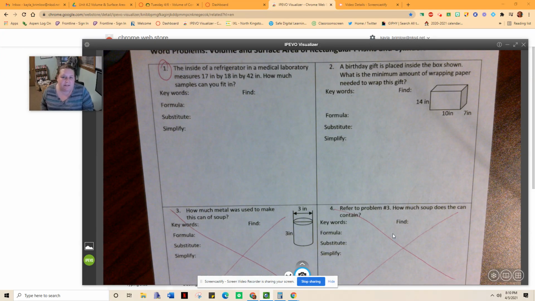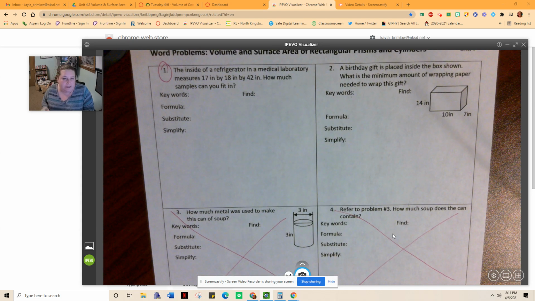Hey everyone, it's Mrs. Brimlow, and today we're going to look at some application problems with volume. I'm not sure what page this is in your packet, but it's also linked to Canvas if you need a copy. What I really want to focus on today when working with word problems is the wording of it and how you know you're looking for volume.